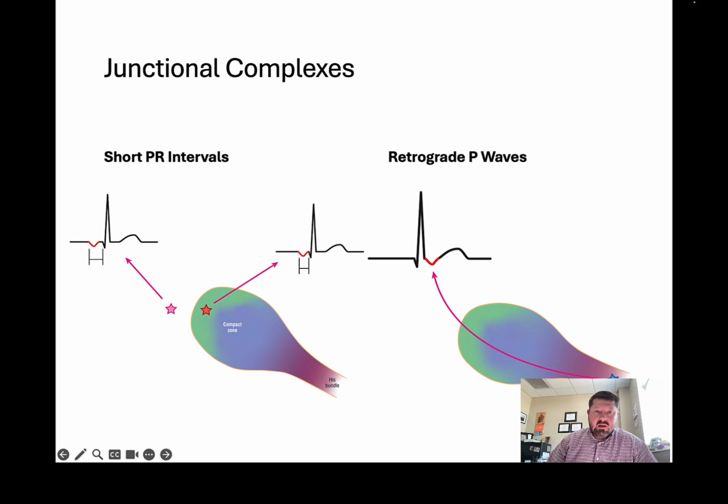Whereas with this, your ectopic area is lower in the system, and so it took longer to get up to the AV node, and by the time the conduction got to the SA node, the ventricle had already fired, so that's why it's got a retrograde P wave, or a post QRS P wave.